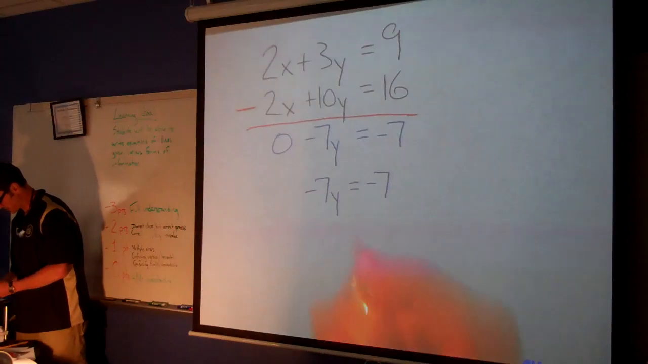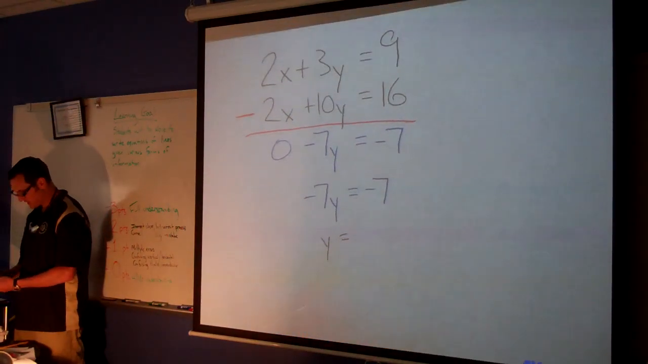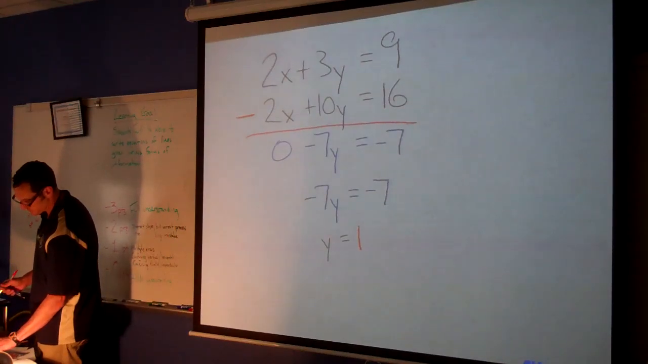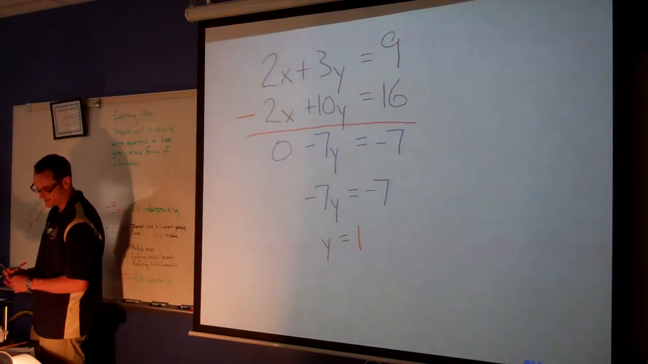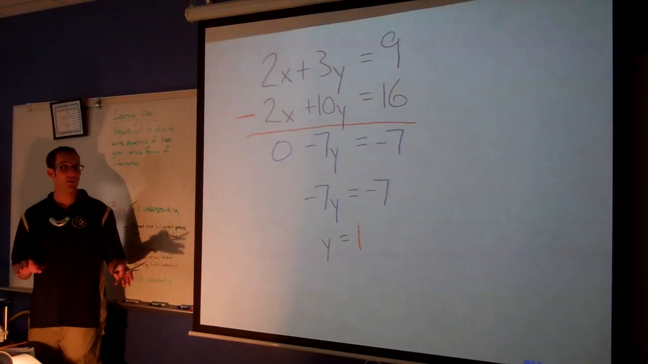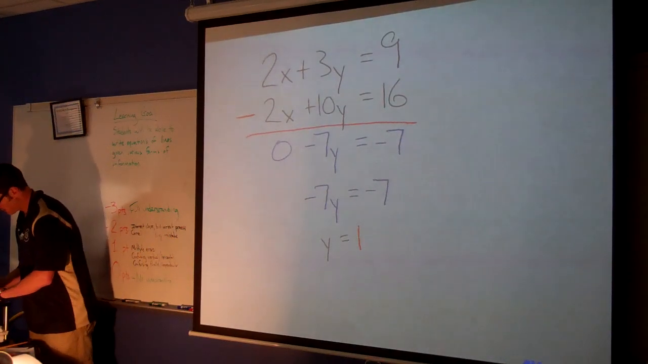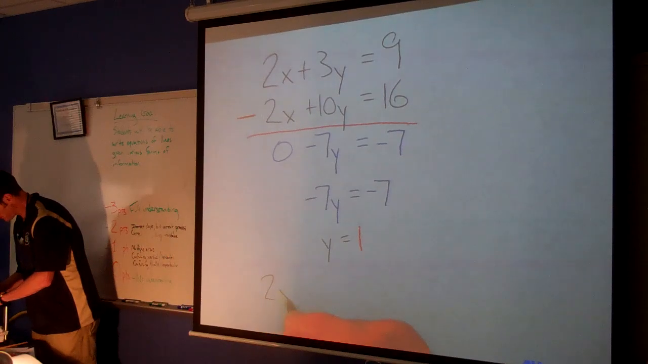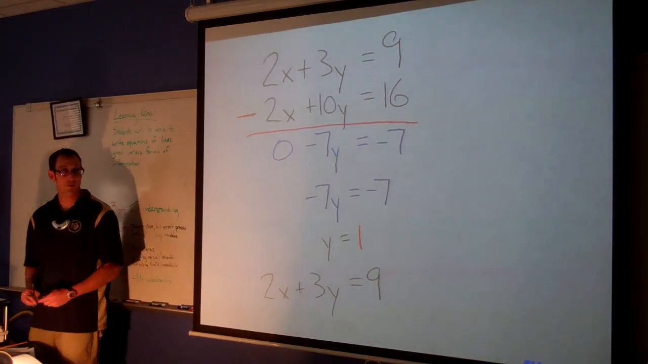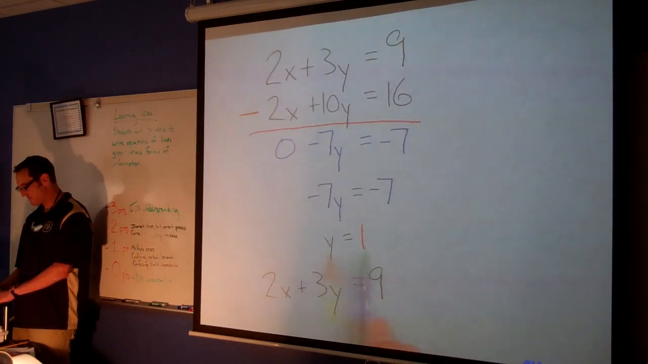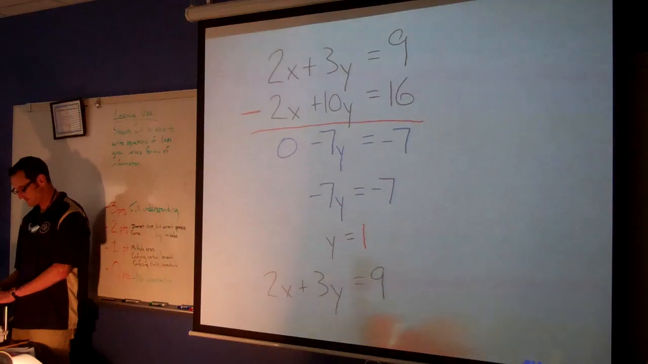Lastly, divide both sides by negative 7. Y equals positive 1. So I've used subtraction this time, and now I have my y value. Plug that back into one of the original equations. I have an original equation of 2x plus 3y equals 9. But I know that y equals 1. So I'm going to substitute my value of 1 for y.